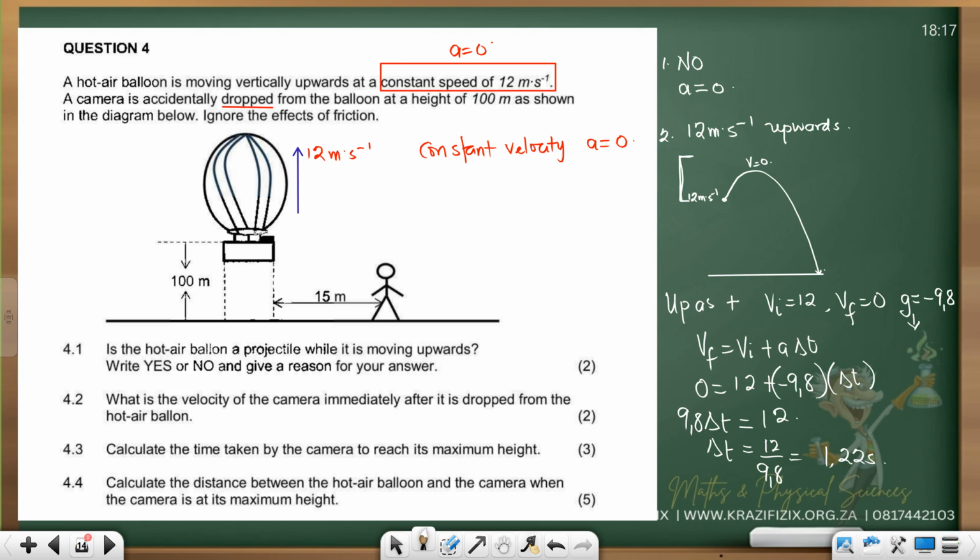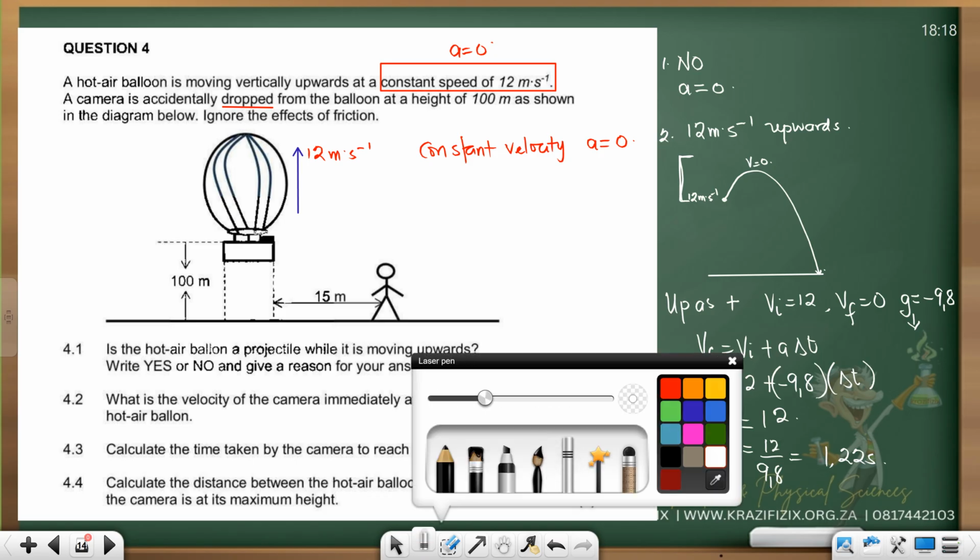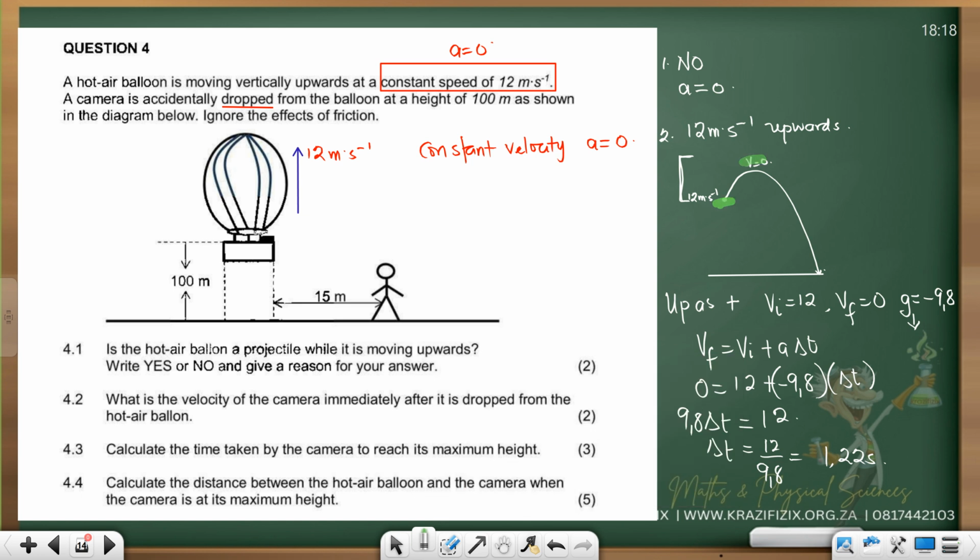It says, calculate the distance between the hot air balloon and the camera when the camera is at its maximum height. How long has the camera traveled for? From when it came out of the hot air balloon to reach its maximum height, it had traveled for 1.22 seconds. It means the hot air balloon is also traveling for 1.22 seconds. I don't know if that makes sense now. Okay, I just answered the question now, Amatle.